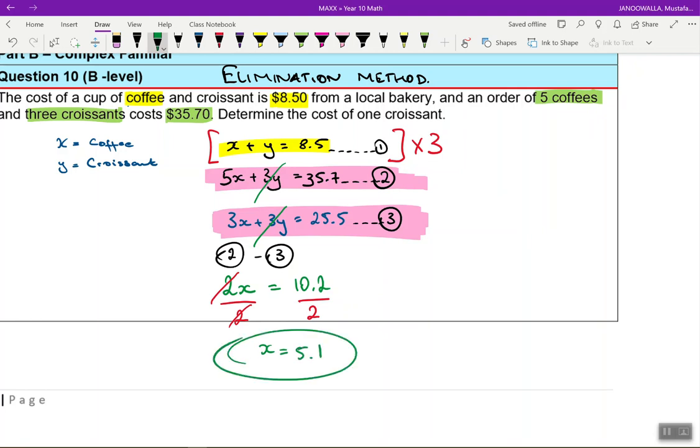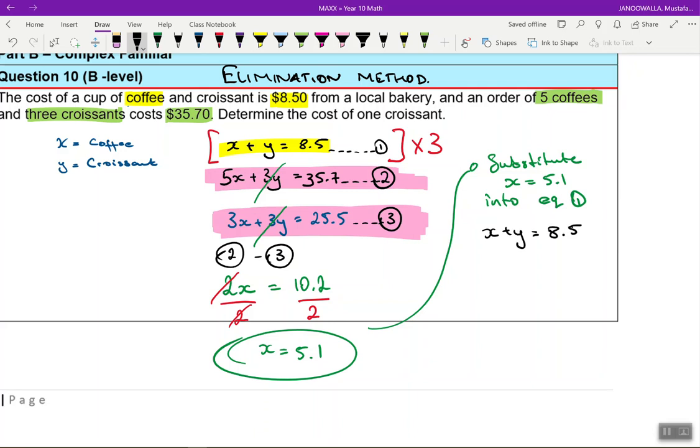I've solved for x. Now we need to solve for y. The easiest equation for me to use is equation 1, because it's simple. So I'll substitute x equals 5.1 into equation 1. I could substitute into any equation, 1, 2 or 3, and you should get the same value of y. So I'll rewrite my equation. I've got x plus y equals 8.5. Where x is, I'll put 5.1. So 5.1 plus y equals 8.5.